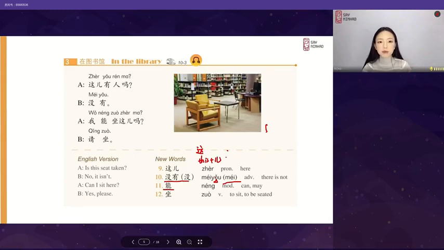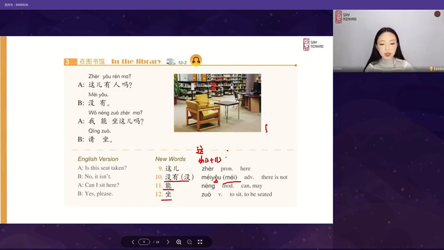Next one is 能, read after me, please. 能, it is a modal verb, which means be able to do something, can, may. And we learned another modal verb, which has a really similar meaning, which is 会, right? 会 means to acquire an ability by learning. And 能 is can, may.